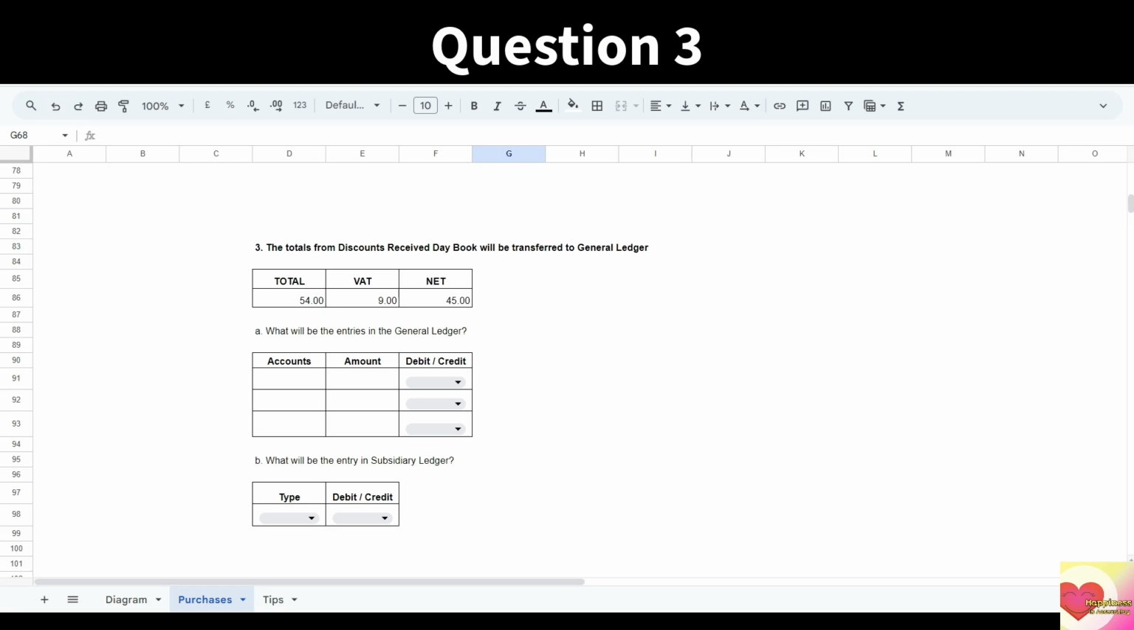So let's go back to the question. These are the totals from the discounts received daybook. Letter A, what will be the entries in the general ledger? Let's find out the account's amount and either debit or credit. First, the total or gross goes to PLCA, the VAT goes to VAT account, and the net goes to discounts received account. Then let's transfer the amounts. Then let's find out whether they either go to debit or credit.